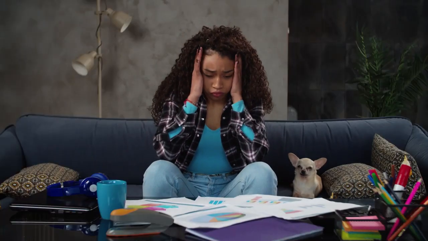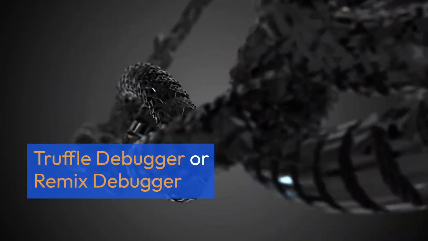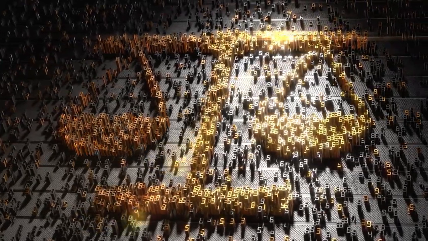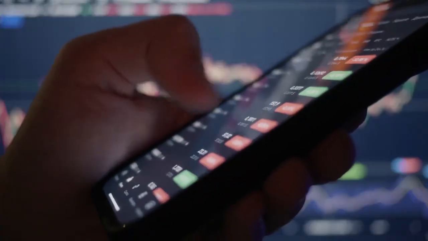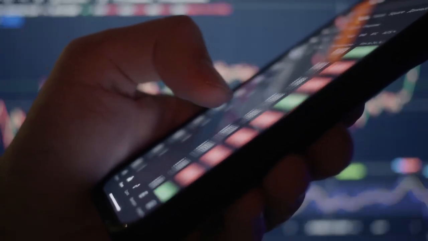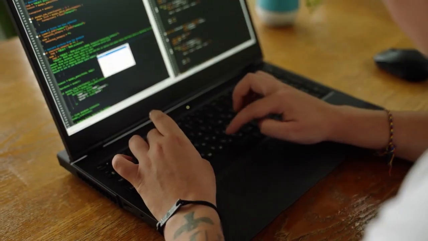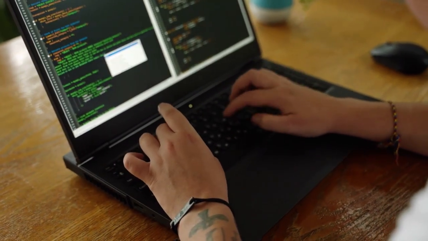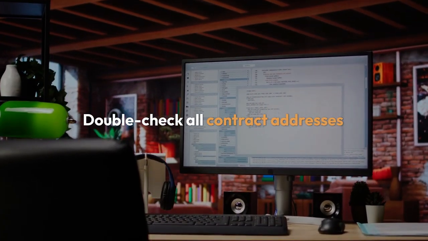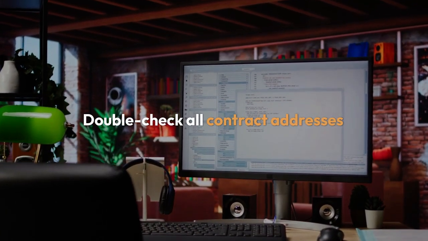Utilize a debugger. Tools like Truffle Debugger or Remix Debugger are incredibly powerful for stepping through your transaction and pinpointing the exact line of code where the execution halts. Always verify your Solidity compiler version in your truffle-config.js or similar configuration file, ensuring it matches your contract's Pragma directive. And finally, double-check all contract addresses to ensure you're interacting with the correct, deployed instance.